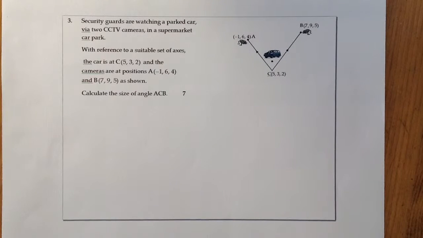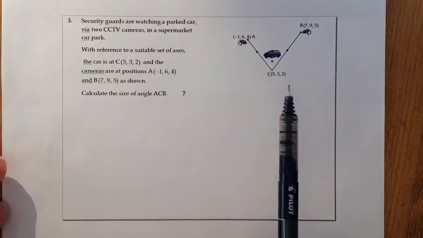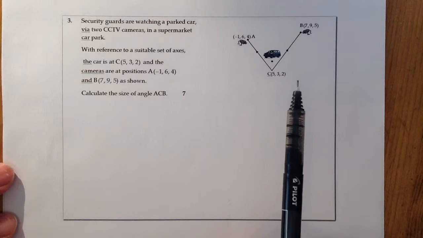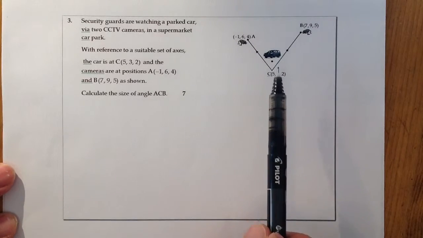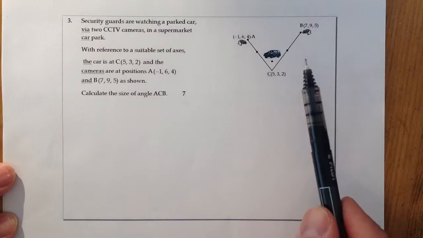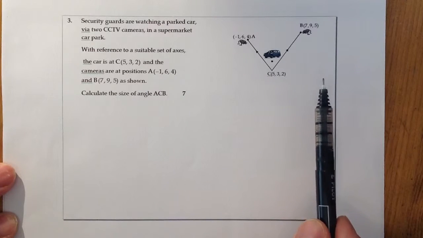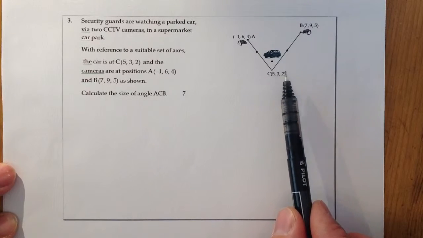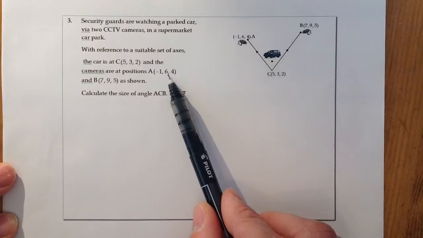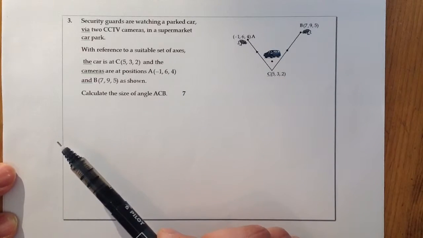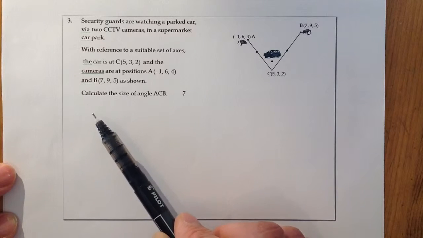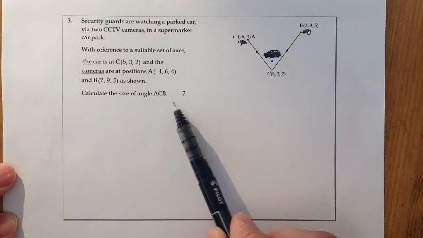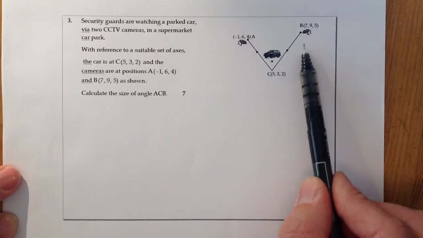This is Higher Maths, practice paper D, and we're working here on question 3 in the calculator paper. Security guards are watching a parked car via 2 CCTV cameras in a supermarket car park. With reference to a suitable set of axes, the car is at 5, 3, 2, so the car's sitting here, and the cameras are positioned here, and there are the 3D coordinates of each of these. We have to calculate the size of angle ACB.